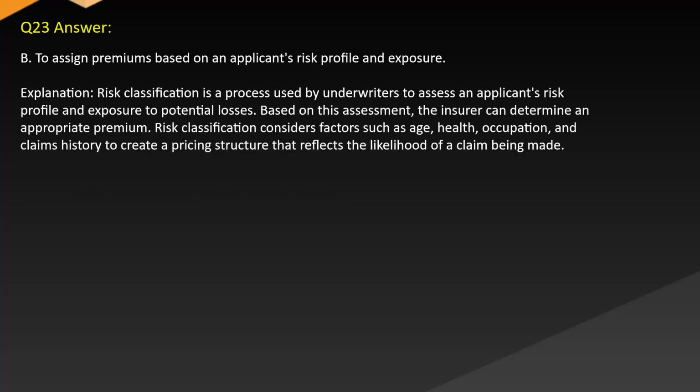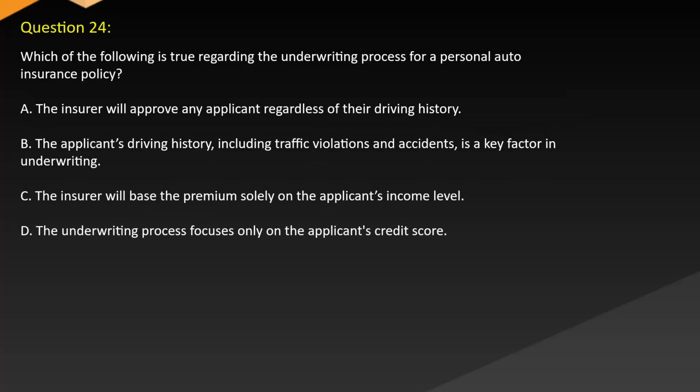Answer B. To assign premiums based on an applicant's risk profile and exposure. Explanation: Risk classification is a process used by underwriters to assess an applicant's risk profile and exposure to potential losses. Based on this assessment, the insurer can determine an appropriate premium. Risk classification considers factors such as age, health, occupation, and claims history to create a pricing structure that reflects the likelihood of a claim being made.